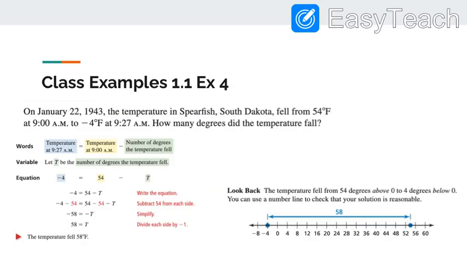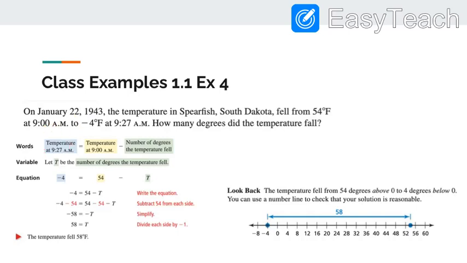Likewise, this problem, we are just looking at how do they solve it. They already have the answer. We know the answer is it fell by 58 degrees. But sometimes in life, by looking at good examples, you can figure out good things and figure out how they did work. So this problem says, on January 22nd, 1943, the temperature in Spearfish, South Dakota, fell from 54 degrees at 9 a.m. to -4 degrees at 9:27 a.m. So we're just trying to figure out how many degrees did this actually fall, because sometimes when you're using positives and negatives, when it comes to temperature, it can be tough to know what actually happened.